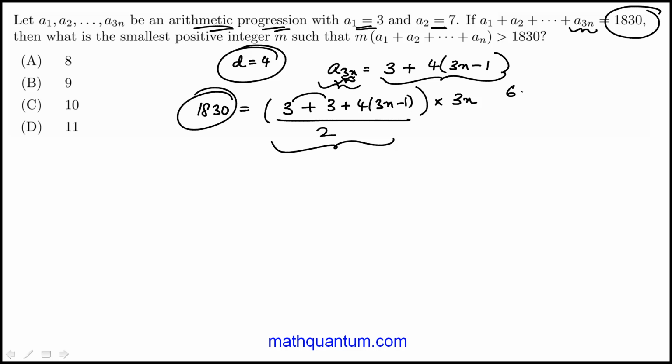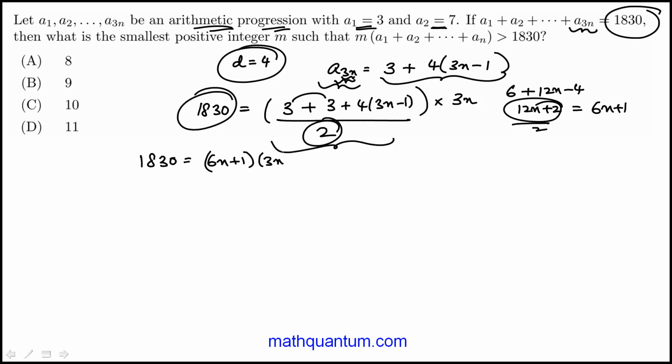This is 6 plus 12n minus 4, so that becomes 12n plus 2. Dividing it by 2, that becomes 6n plus 1. So this equation reduces to 6n plus 1 times 3n. Now note, this is also divisible by 3, so I'm going to divide both sides by 3. So I end up with this equation.